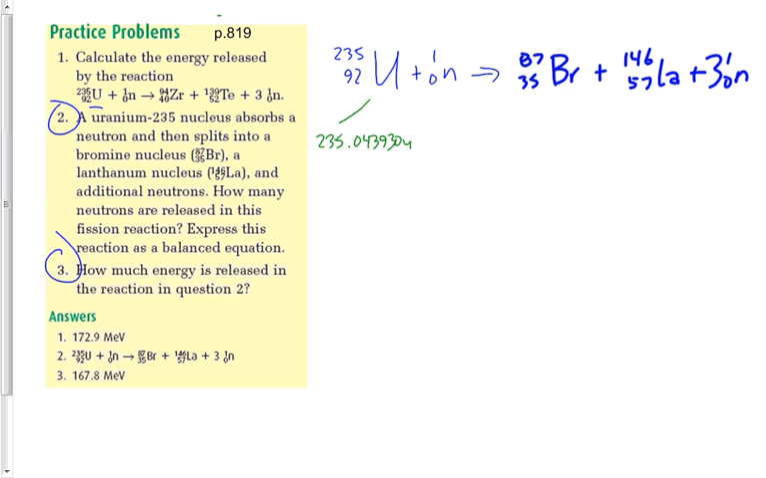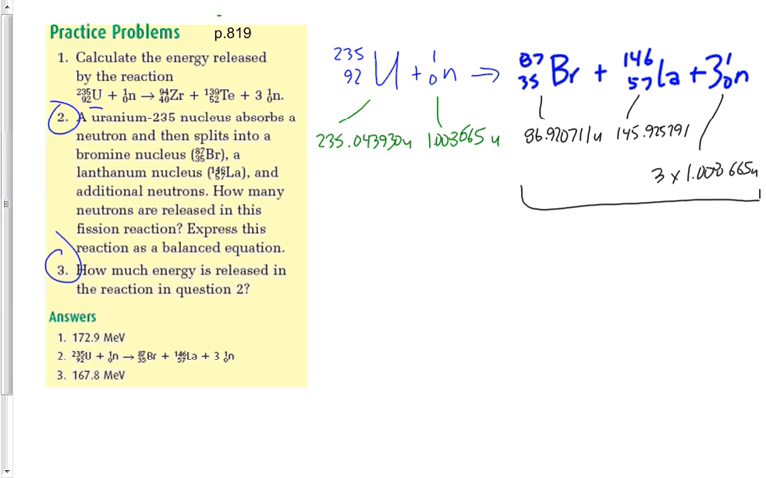Now, if we've already got that number in kilograms, then go with that. Go with kilograms. If you don't have it in kilograms, then that's okay. It just means a tiny bit of extra work down the road. What's the mass of a neutron? Well, now let's look at bromine 87. And the mass of that one is going to be 86 point. Thank you. Lanthanum 146. And 3 neutrons is going to be 3 times 1.008665 atomic mass units.